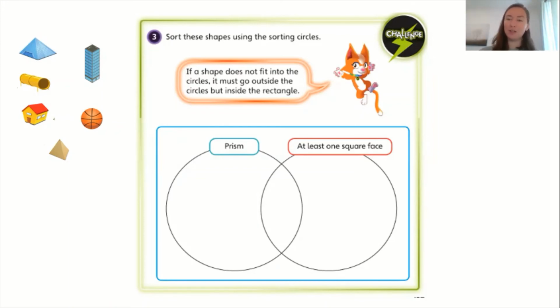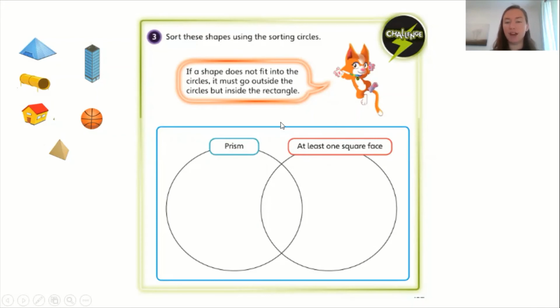They would be at the back. So normally you'd have to turn the shape to see those edges. However, they've used dotted lines to show them through the rest of the shape. If you're ready for a challenge, let's go on to this now. So this question says, sort these shapes using the sorting circles.